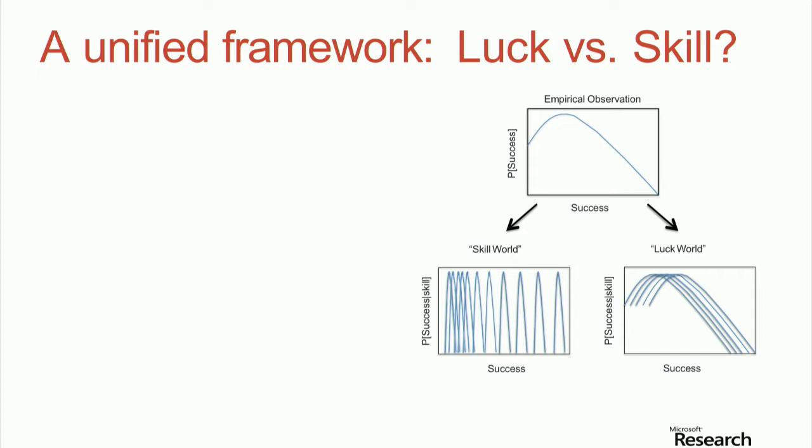So pick your example. Let's stick with cascades on Twitter. If you just look at the raw data, the empirical data, in a lot of such contexts, you see something that looks like this, and let's imagine this is a log scale here on success. So you have some distribution of success where most things don't do very well, and then you have this long tail of extremely successful, a small fraction of extremely successful things.